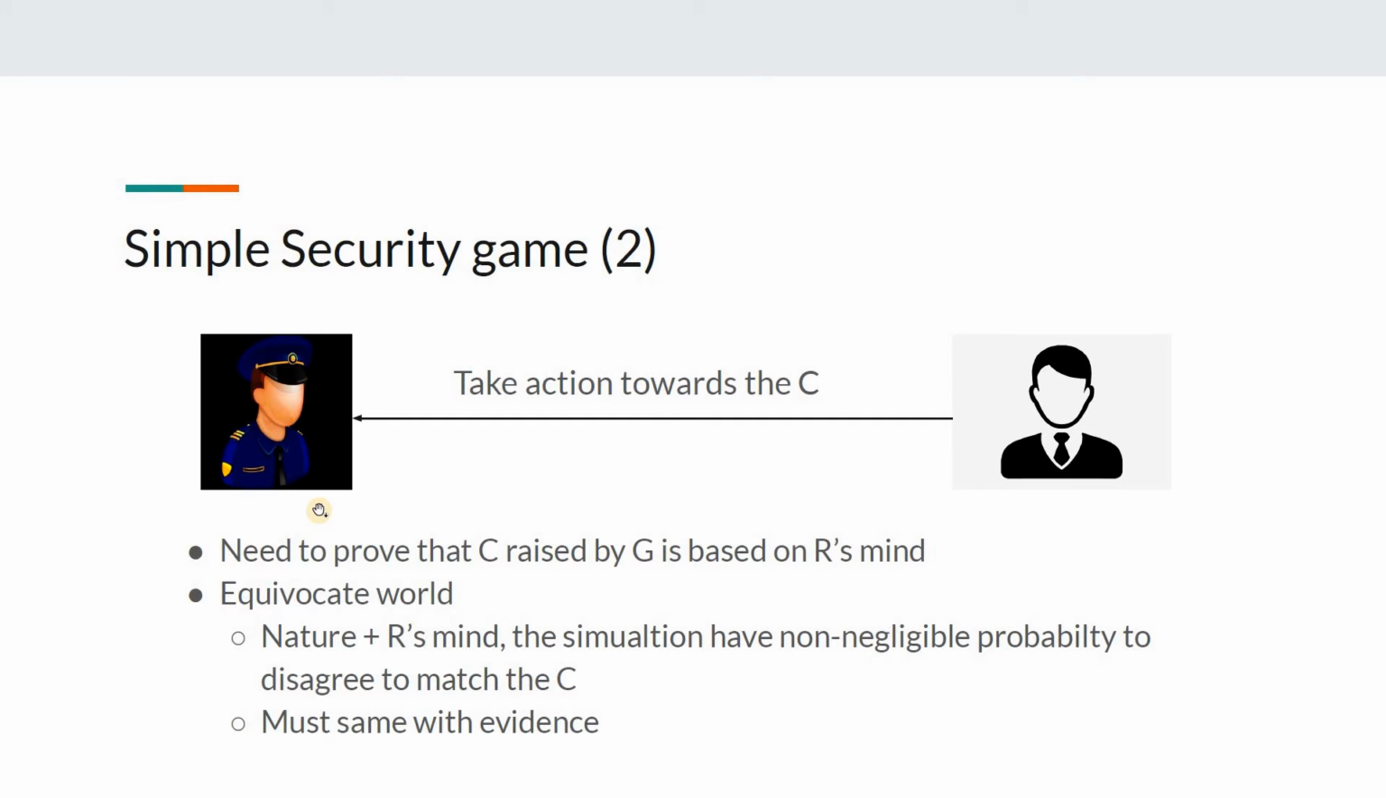And next, the respondent will have a chance to take action towards the compel action. The respondent will need to prove that the compel action raised by G is based on his or her mind. To achieve this, an encapsulated world is created, which is a combination of the nature and also the respondent's mind, and the simulation has non-negligible probability to disagree to match the compelled action, and this result must be the same as the evidence, because if it is not the same, the respondent will lose this security game here.